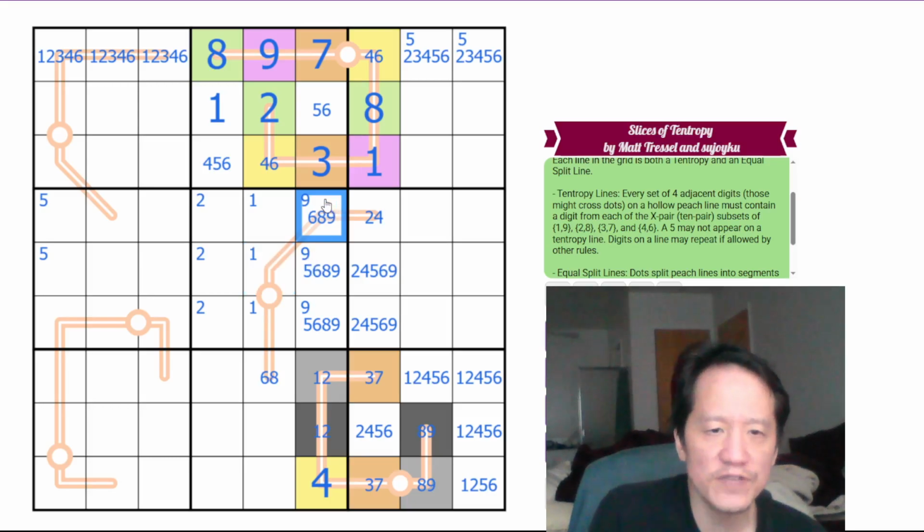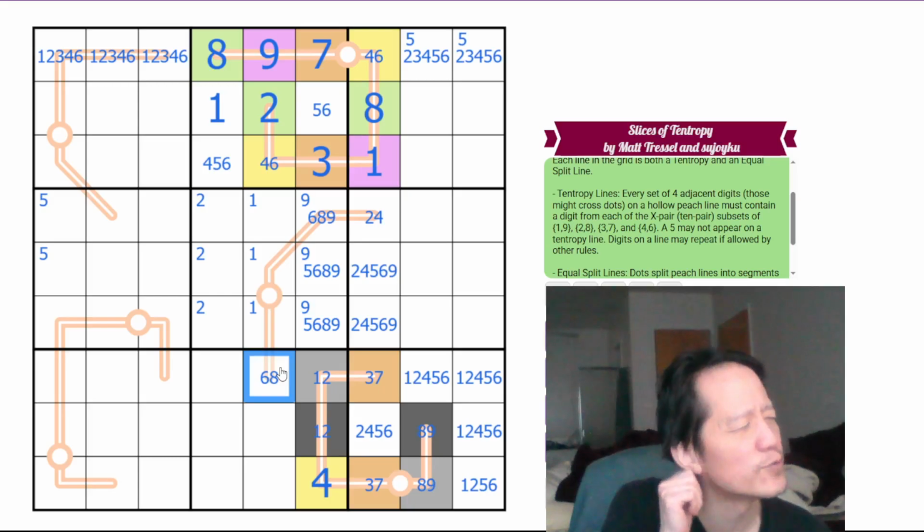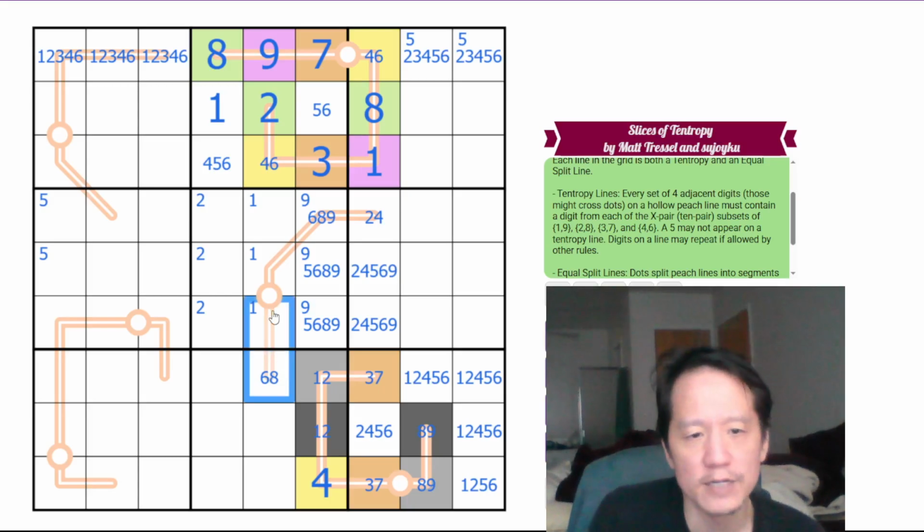So if this is 9, this would have to be 3, 2, which would make this 6 and this 8. That could work, right? 9 plus 3 plus 2 is 14. 6 and 8 add up to 14.